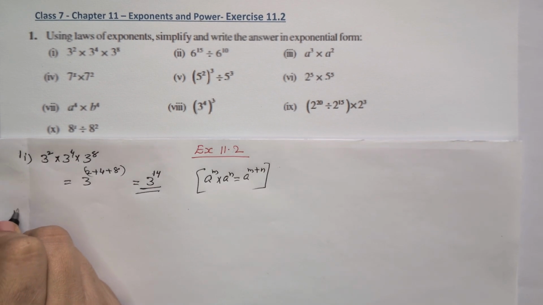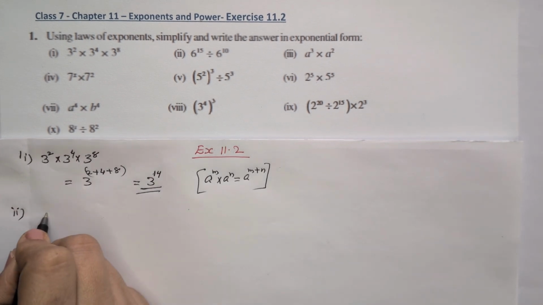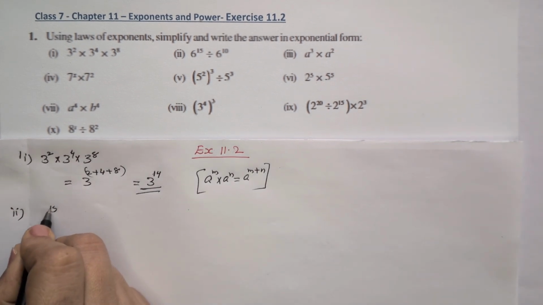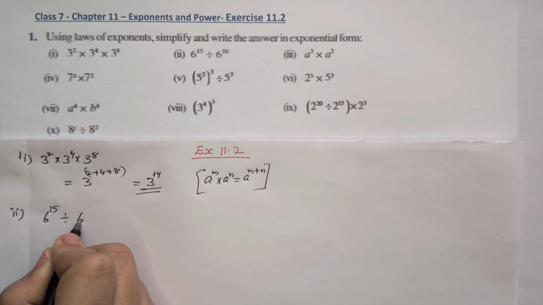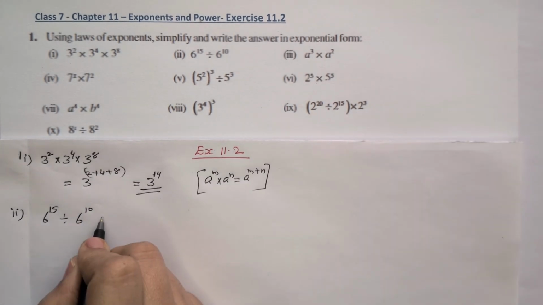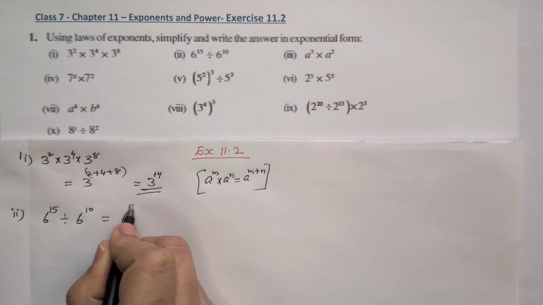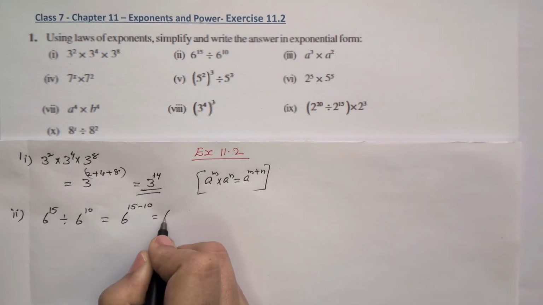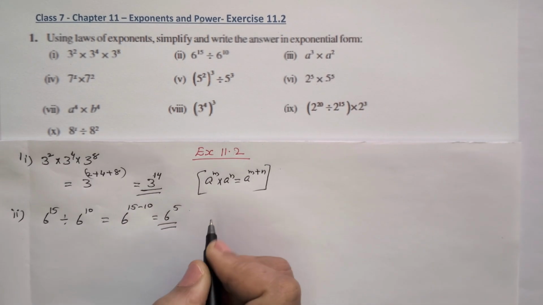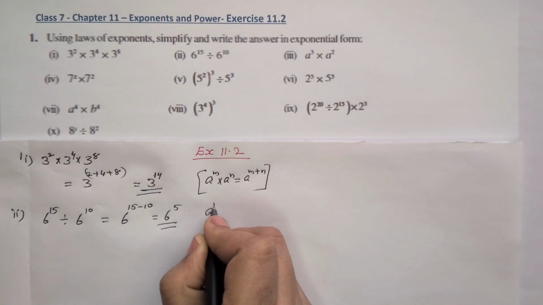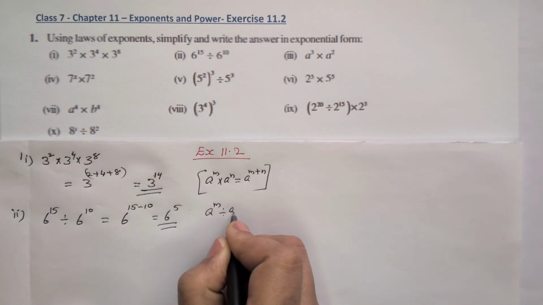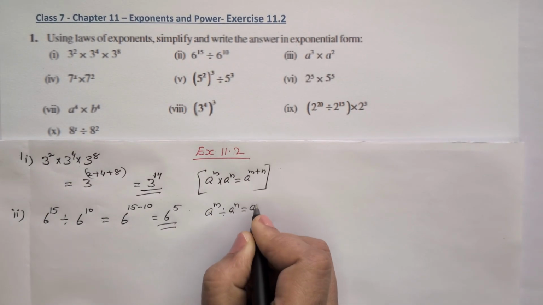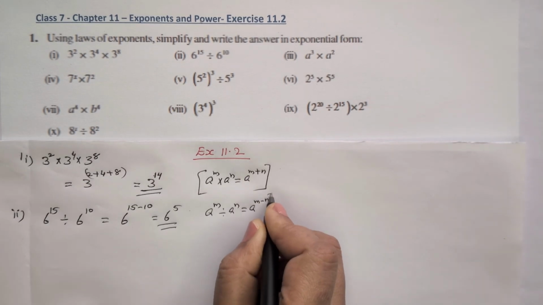And second one, 6 raised to 15 divided by 6 raised to 10. So we can write as 6 raised to 15 minus 10, which is equal to 6 raised to 5. Using the rule, a raised to m divided by a raised to n is equal to a raised to m minus n.